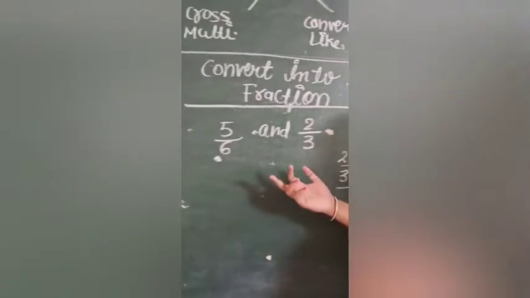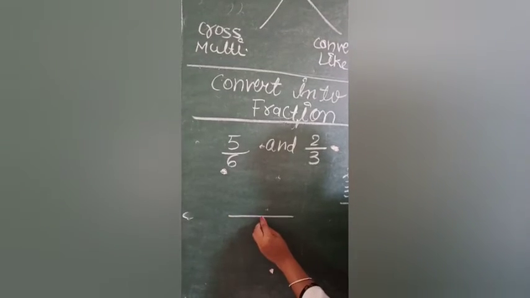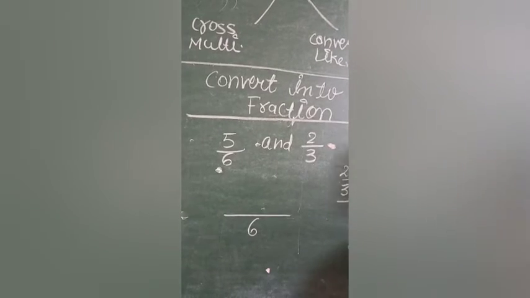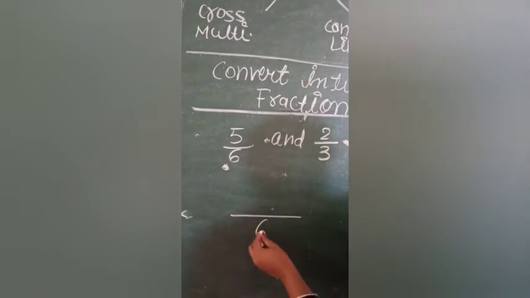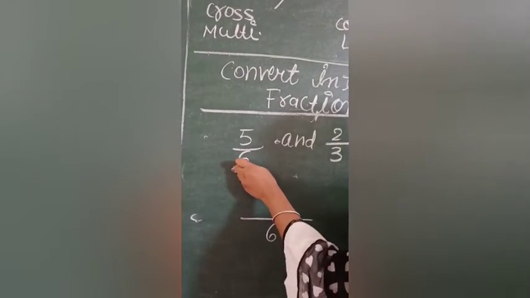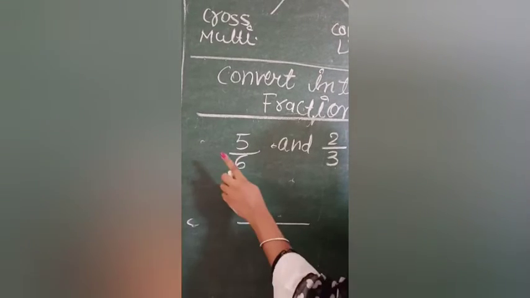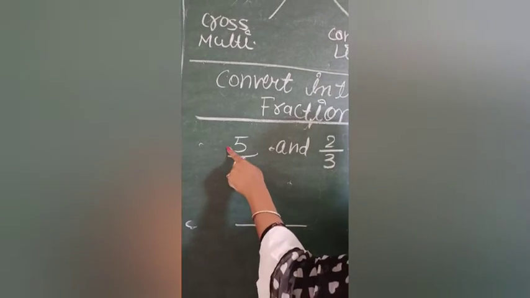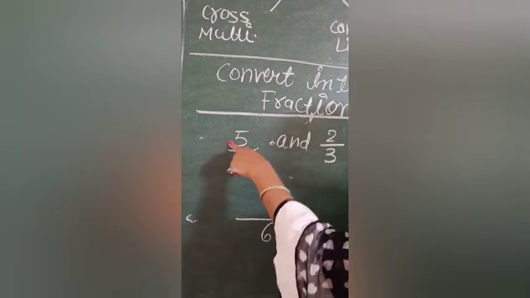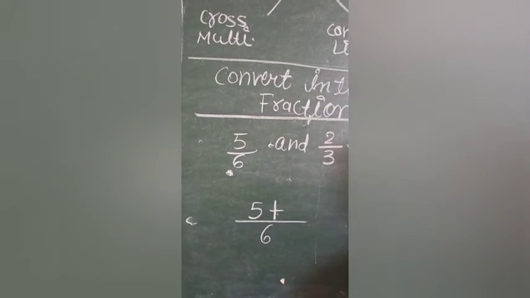So our LCM of 6 and 3 is 6. We write here 6. Okay. Now you have to divide 6 by this denominator. You get 6 1s are 6, you get 1. Now you have to multiply it with the numerator. So you get 5. Then put a plus sign.